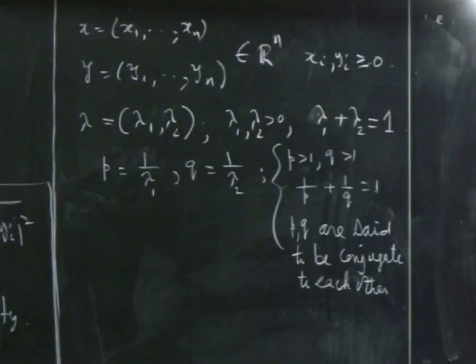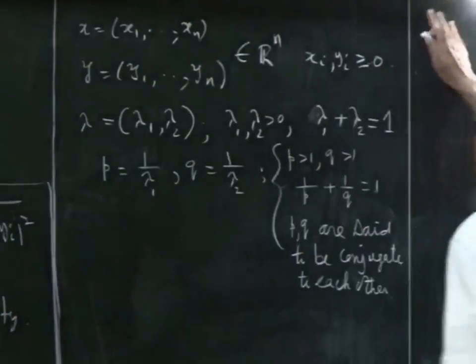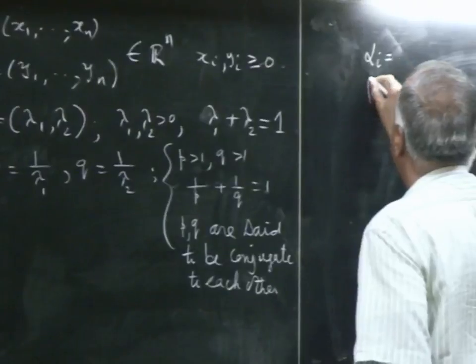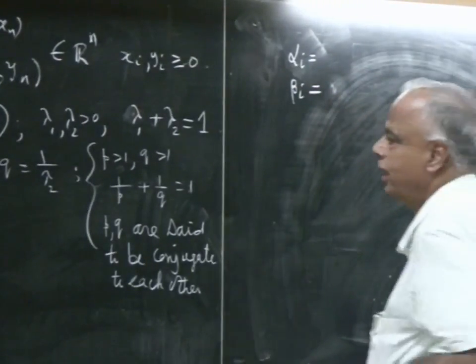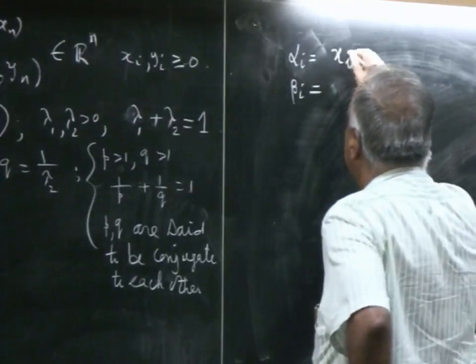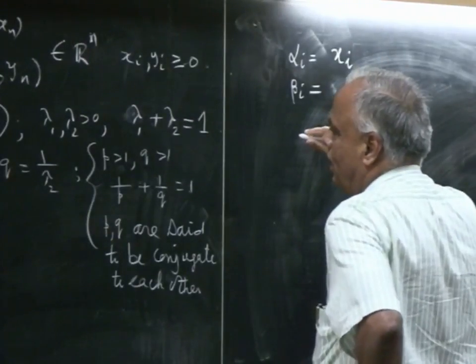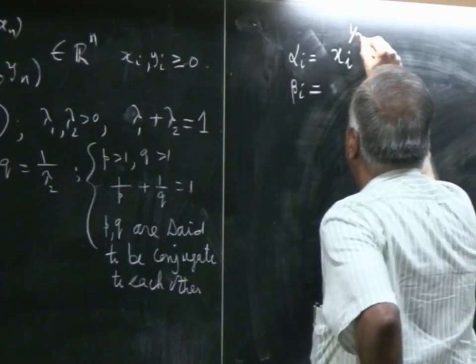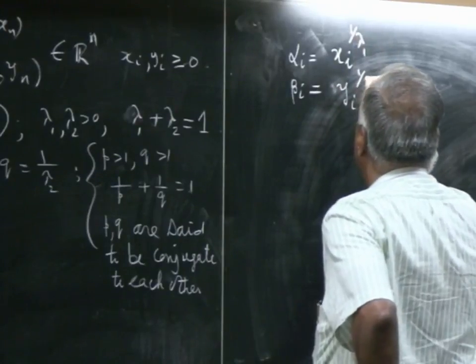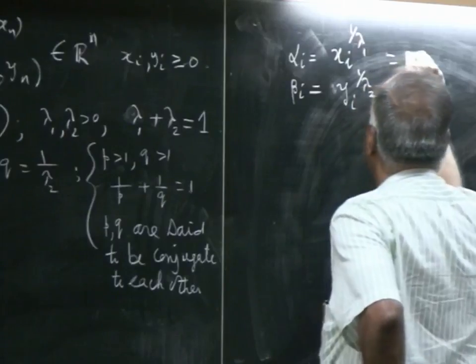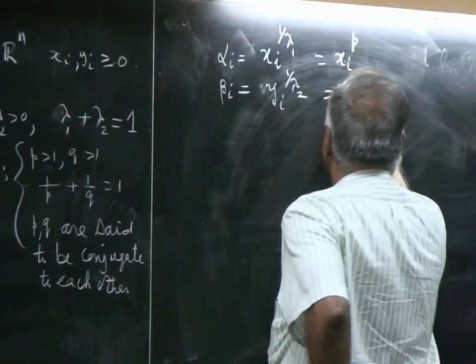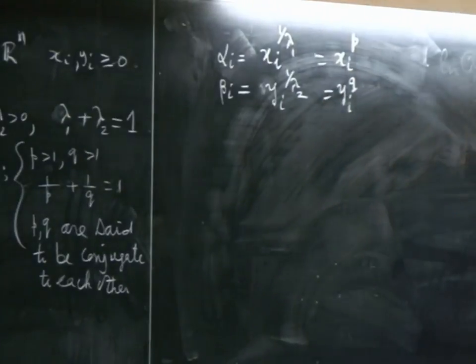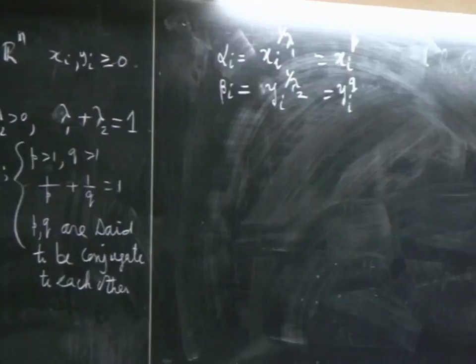Okay. Now, I am going to define the numbers. Let us see. I am going to define alpha i to be xi to the power of 1 by lambda 1, and beta i to be yi to the power of 1 by lambda 2, which is xi to the power of p, yi to the power of q.